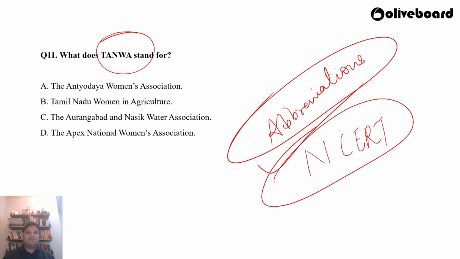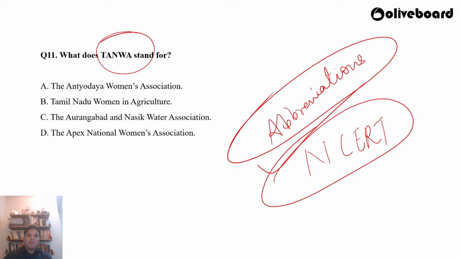Okay. So what does TANWA stand for? I'll give you another 10 seconds to answer. What do you think is the correct answer, boys and girls? Let's take a look at that. Option A, the Antyodaya Women's Association. B, Tamil Nadu Women in Agriculture. C, the Aurangabad and Nasik Water Association. D, the Apex National Women's Association. What do you think is the correct answer?